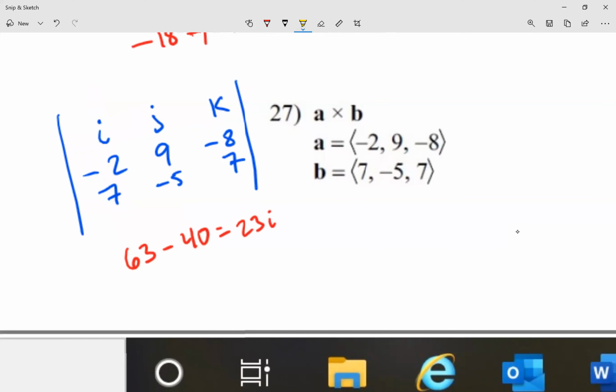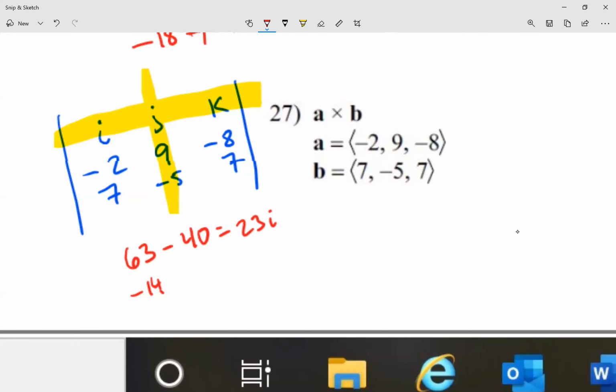Now for my J value, let me cross out my letters. Let me cross out my column with the J. And that gives me -14 minus -56. -14 minus a -56. I know that the two negative signs make it a positive sign. So -14 plus 56, they have different signs. I'm going to subtract, keep the sign of the larger one. In this case, I get 42J.